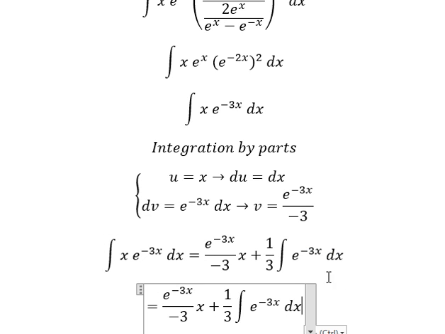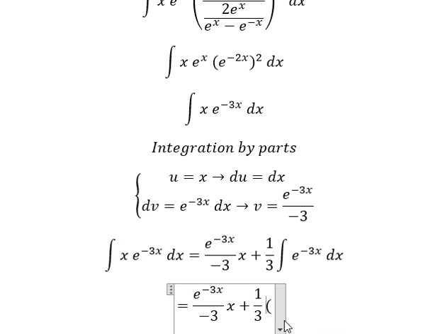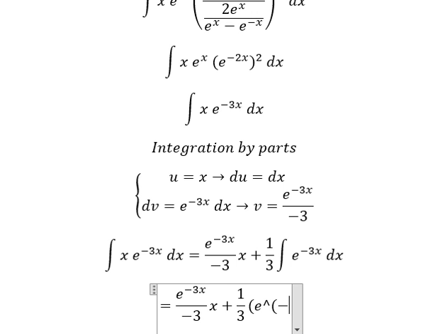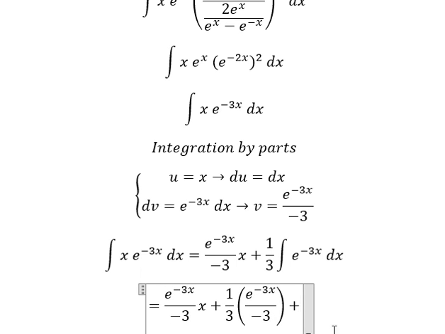So the integration of this one, we have e to the power of negative 3s over negative number 3. And I will put plus c.